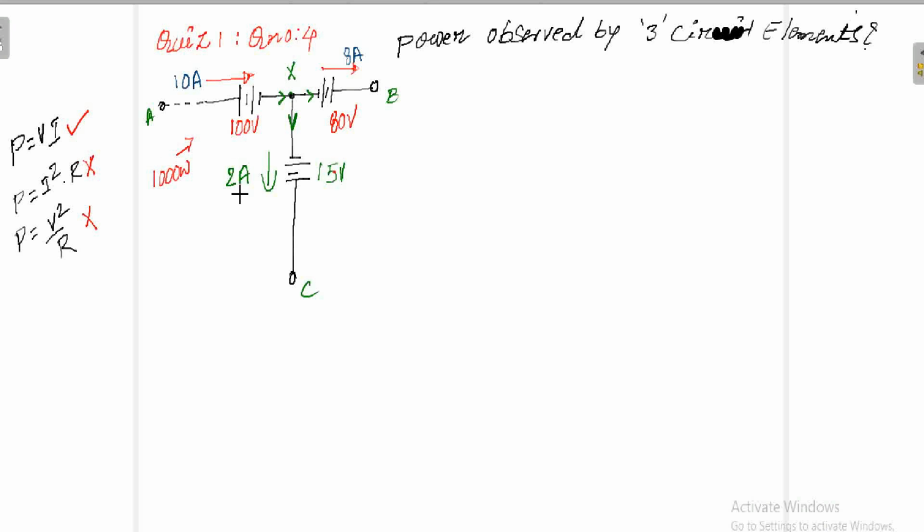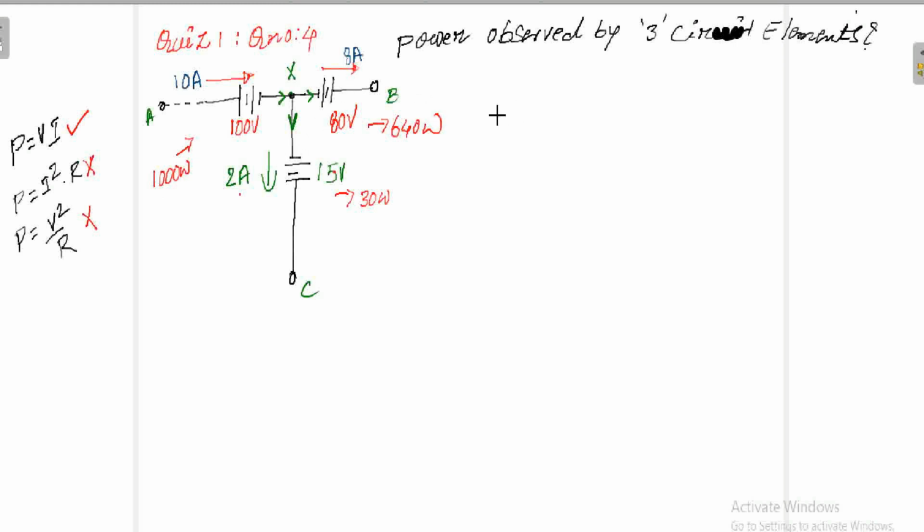15 into 2 gives you 30 watts. 80 into 8 gives you 640 watts. So this is your incoming current. Here you can apply according to KCL, incoming current equals outgoing current. With respect to that, the power is coming in and it is divided into two branches.